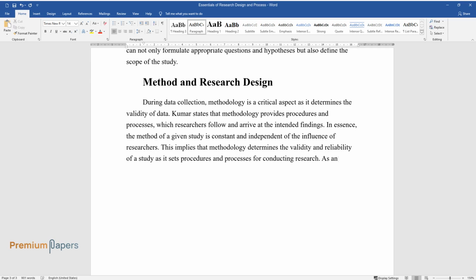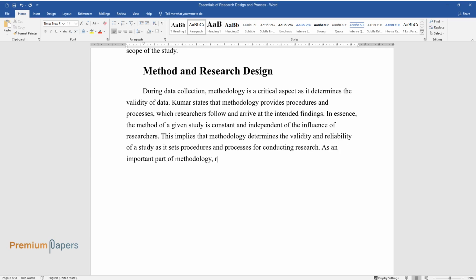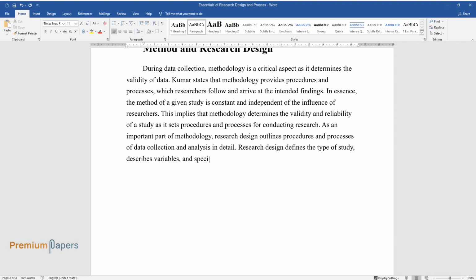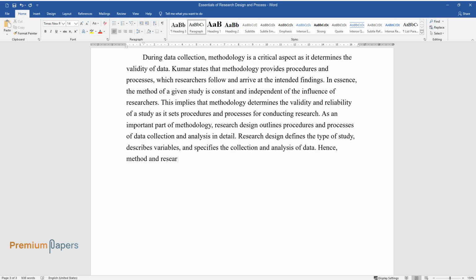As an important part of methodology, research design outlines procedures and processes of data collection and analysis in detail. Research design defines the type of study, describes variables, and specifies the collection and analysis of data. Hence, method and research design are the heart of a scientific study, for they determine the findings.